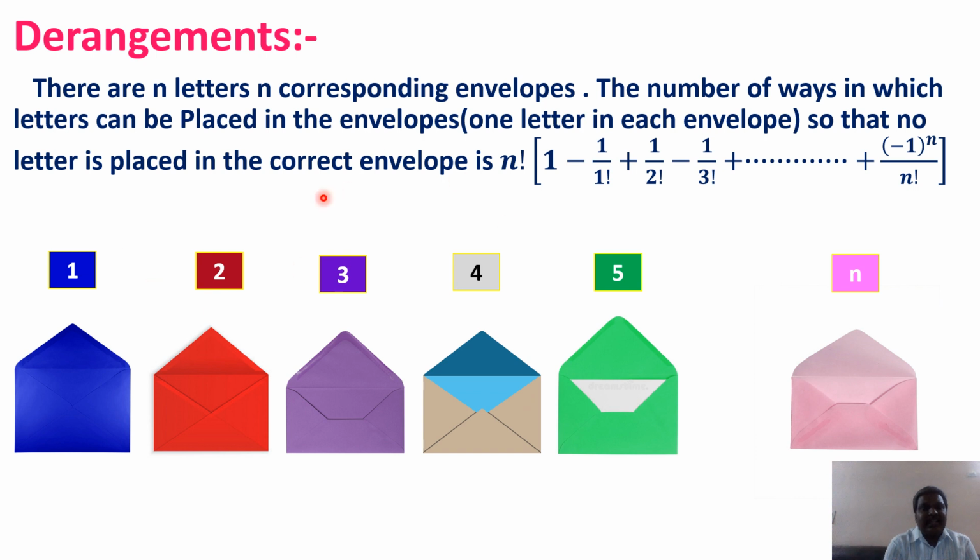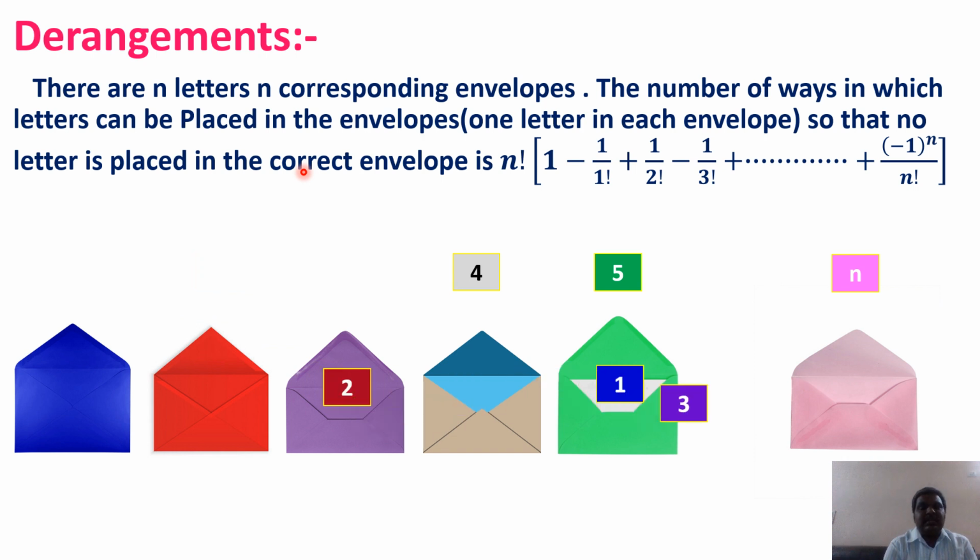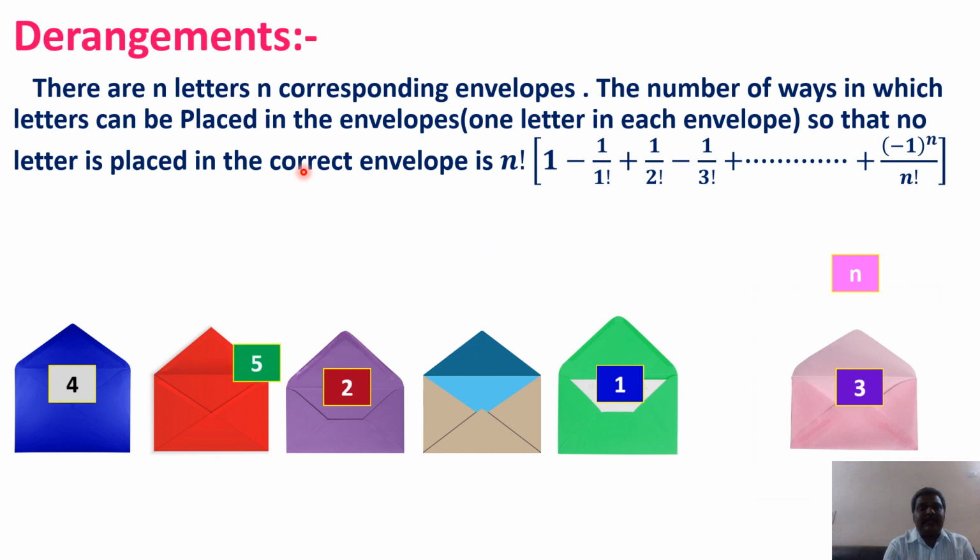Out of all these derangements, I am going to show one derangement as shown in the figure. This is letter 1. I am sending it to the fifth envelope. This is the second letter, sent into the third envelope. This is my third letter, sent into the nth envelope. This is my fourth letter, it goes to the first envelope. This is my fifth letter, it goes to the second envelope. In the same manner, the nth letter goes to my fourth envelope. In this manner, we can send the letters so that no letter goes to the correct envelope.